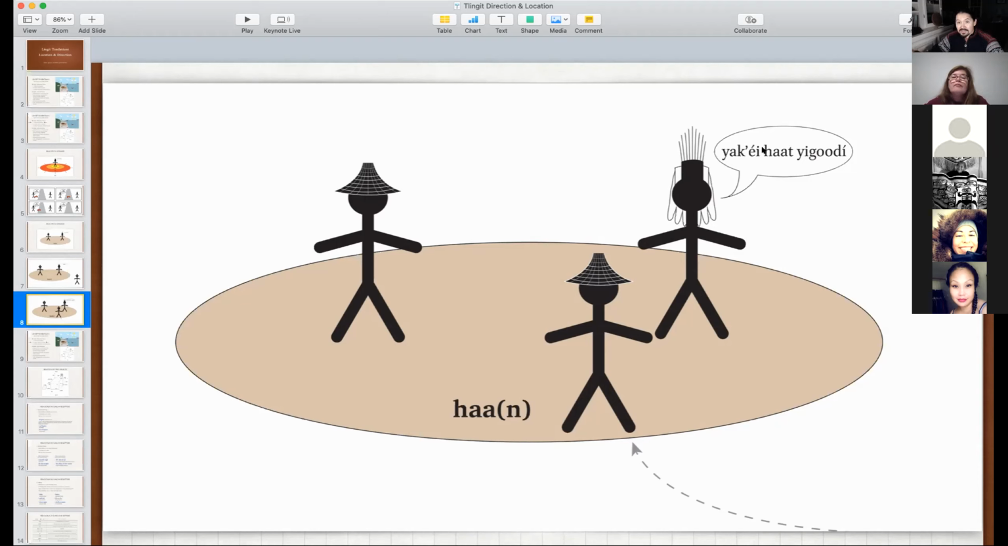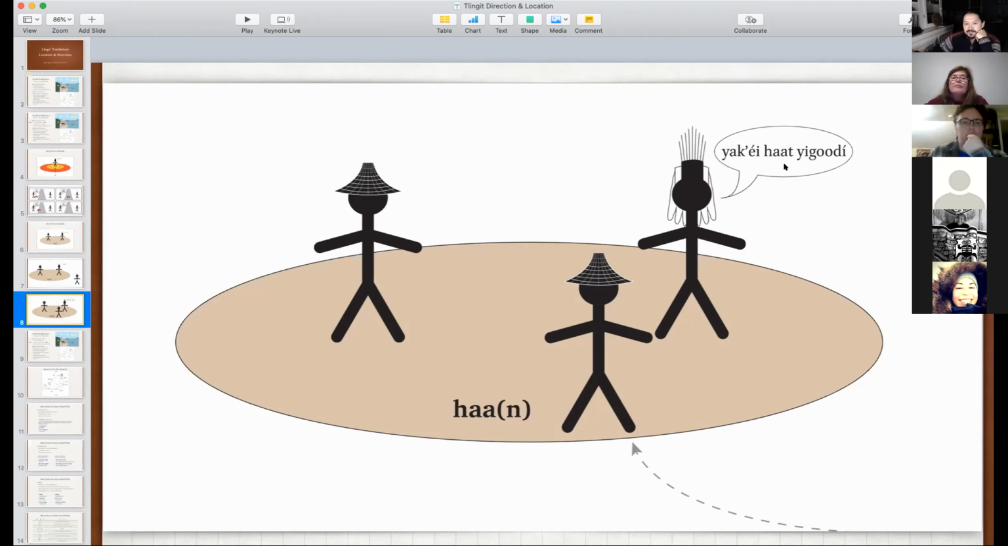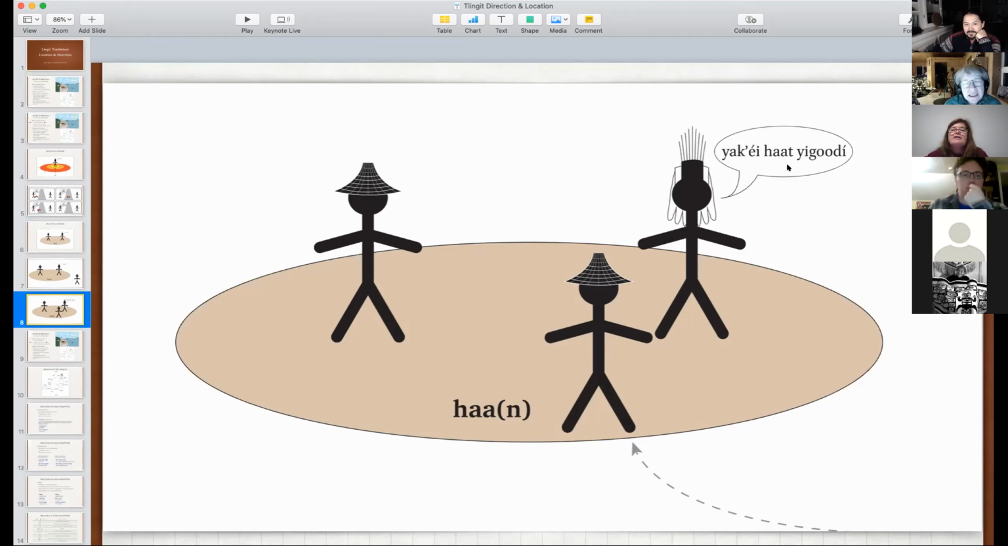Yake hat yigudi. Why don't we all practice saying that? Yake hat yigudi. So that works for one person.